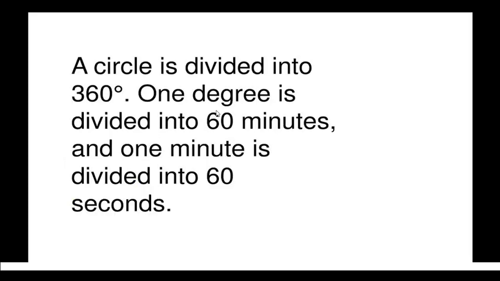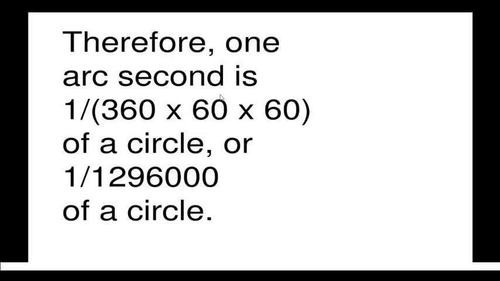We know that this circle is divided into 360 degrees, and 1 degree is divided into 60 minutes, and 1 minute is divided into 60 seconds. Therefore, 1 arc second means 1 by 360 into 60 into 60 of a circle, or 1 by 12,96,000 of a circle. You can calculate using a calculator, so that we are going to measure 1 arc second.